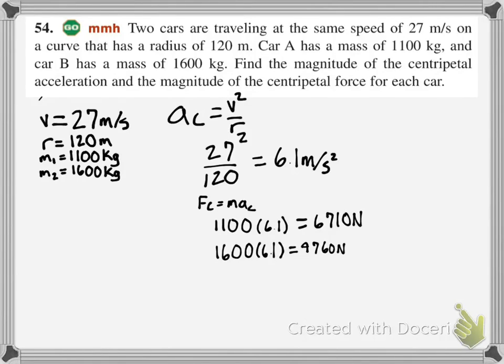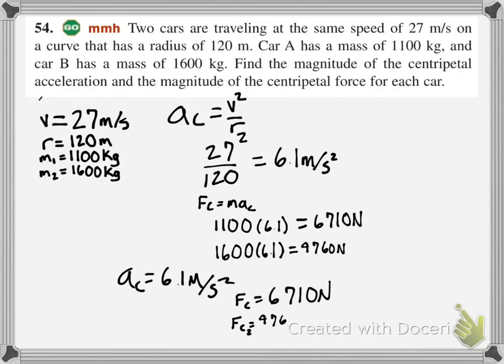So now we have that the centripetal acceleration is equal to 6.1 meters per second squared, the centripetal force for one car being 6,710 newtons, and the centripetal force for the second car being 9,760 newtons. And that is how you solve problem number 54.